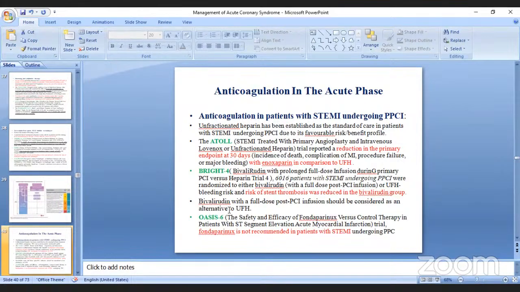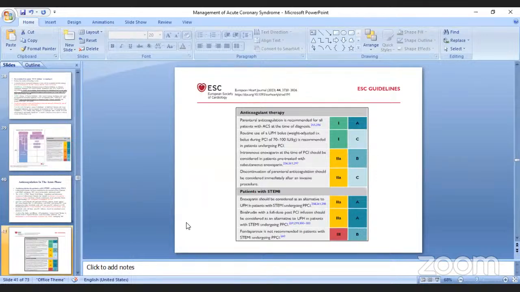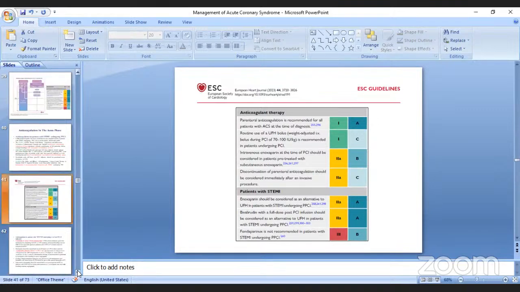So as I mentioned earlier, bivalirudin is the only anticoagulation drug where a full dose post-PCI infusion should be considered. And there was the OASIS 6 study where fondaparinux was studied. And it was recommended that fondaparinux should not be used in patients with STEMI undergoing PPCI. So this is what I had just mentioned earlier. Only thing is enoxaparin as an alternative to heparin should be considered in these patients.